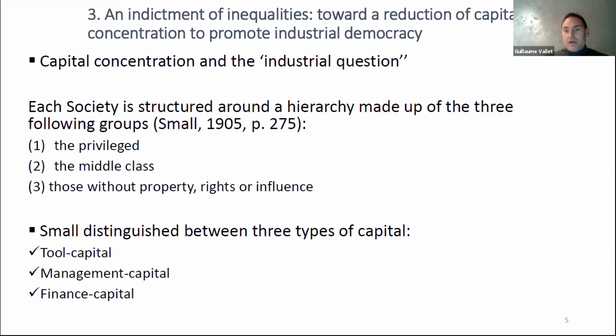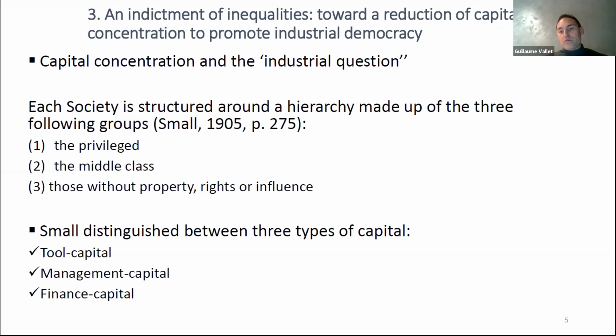To that aim, Small distinguished 3 forms of capital, arguing that the degree of control over the use of capital should be proportionate to the extent to which the labor or the contributions of people other than the owner are required to make the capital productive. This is why we can find in his writings 3 types of capital. The first one is a tool capital, which is used by its owner only.